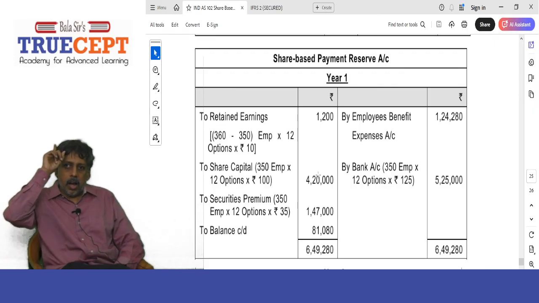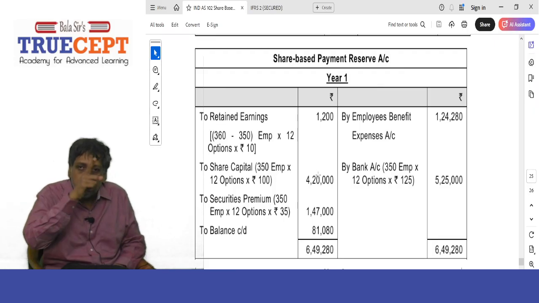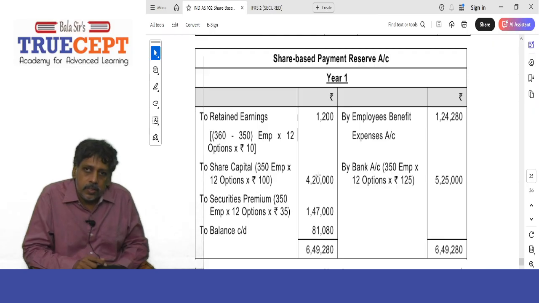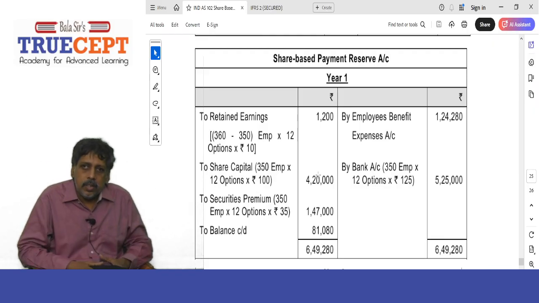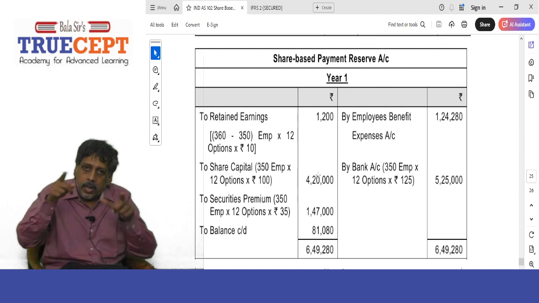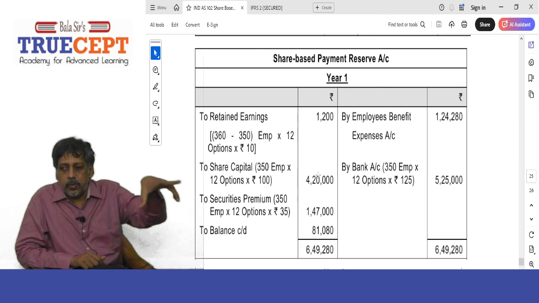Now, when 125 rupees is paid on every share by the 350 employees, right? Take a calculator, 350 employees into 12 shares each. That means how many shares? 4,200 shares are bought by the employees. So, they bring in how much money? 4,200 shares into 125 rupees.